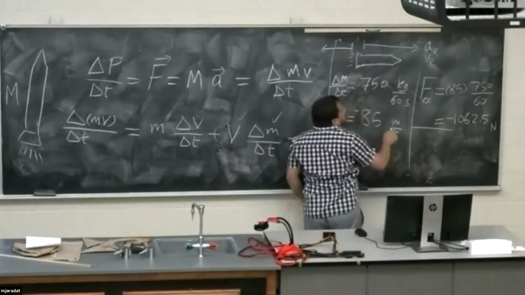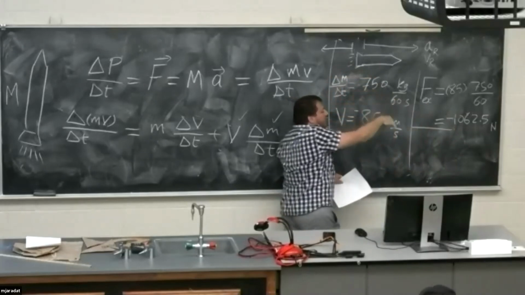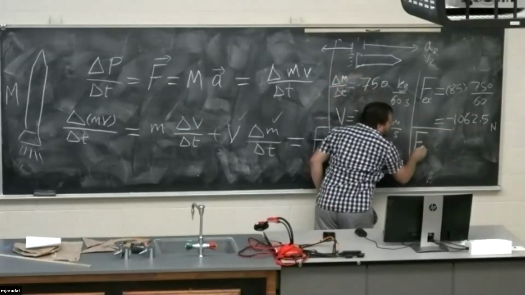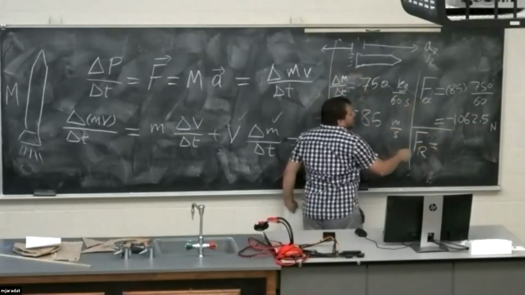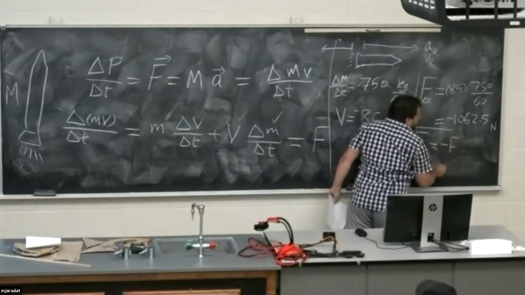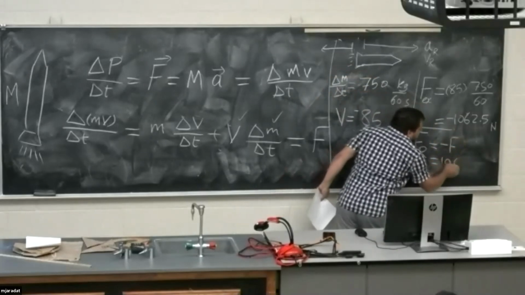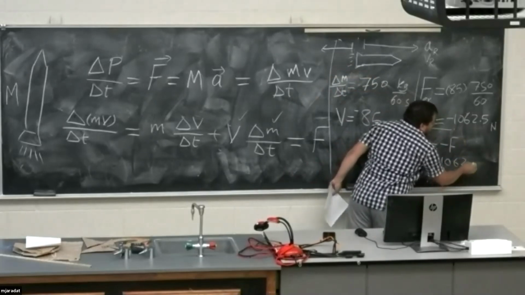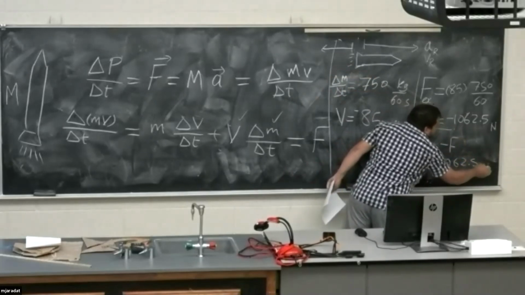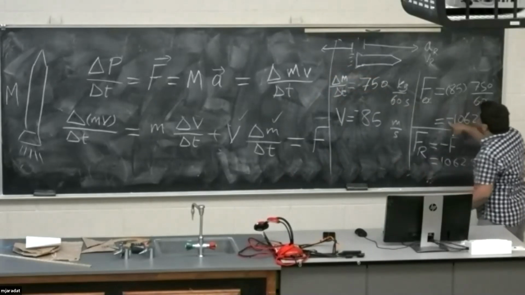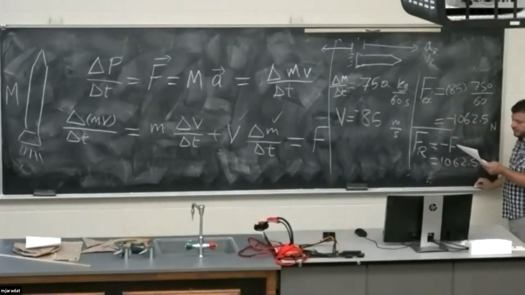What is the reaction? The reaction on the rocket, the force on the rocket, is the same as this with negative sign, which is 1,062.5 newtons to the positive x direction. This is to the negative x direction.